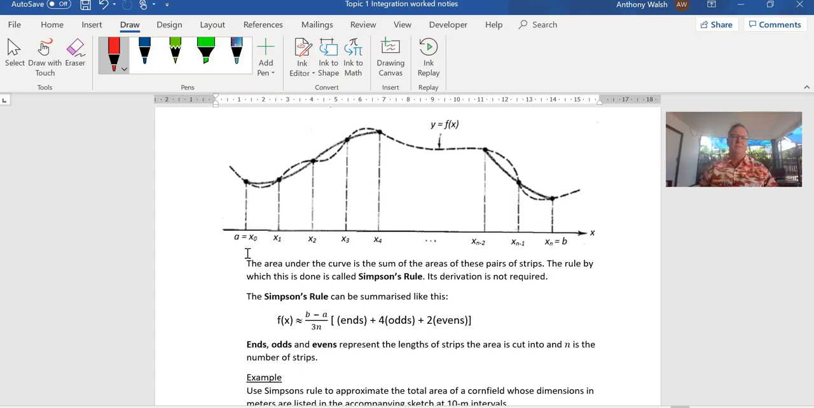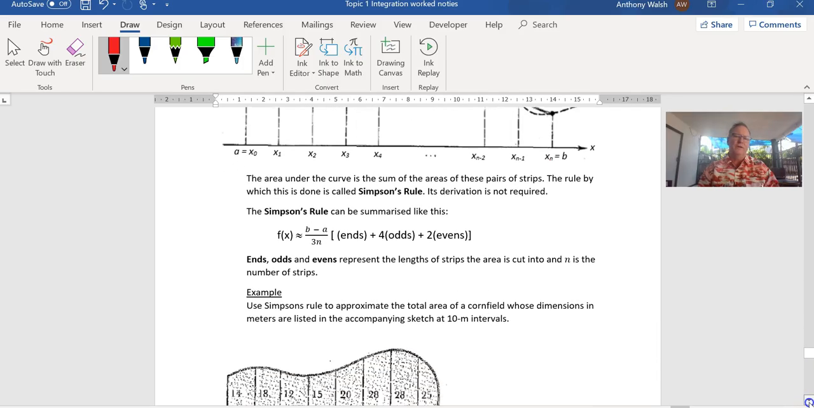So it might be an even number, n, but it's an end length anyway, so it's one of the ends. You take the lengths which are odds, like x1, x3, x5, add them up and multiply by 4. You take the lengths that are evens, like x2, x4, x6, add them up and multiply that by 2. Add it all up together, you get an approximation of the area that you're trying to find.